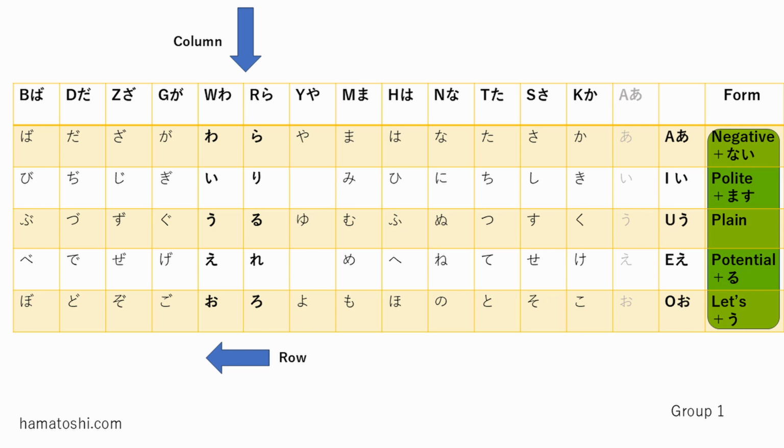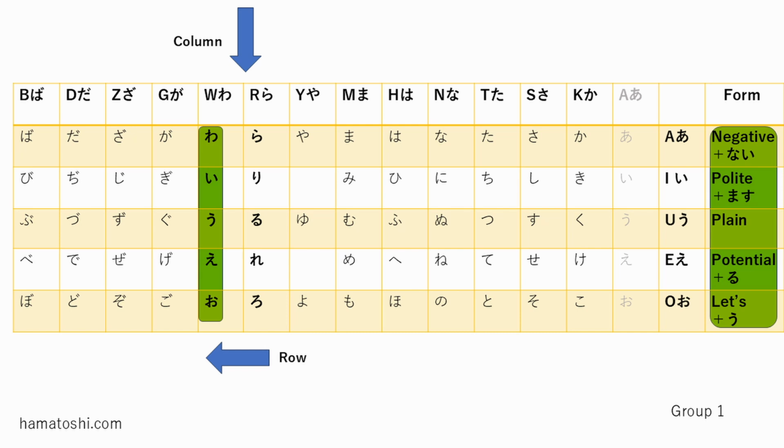For the negative form, add nai. For the polite form, add mas. For the potential form, add ru. For the let's form, add u. But there is one thing to remember.